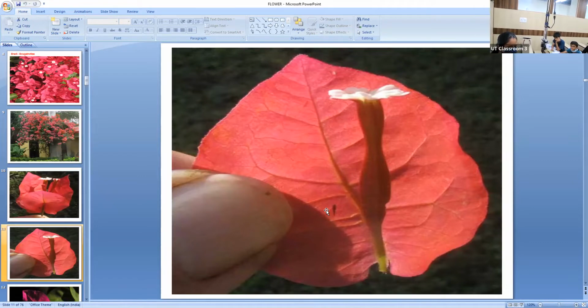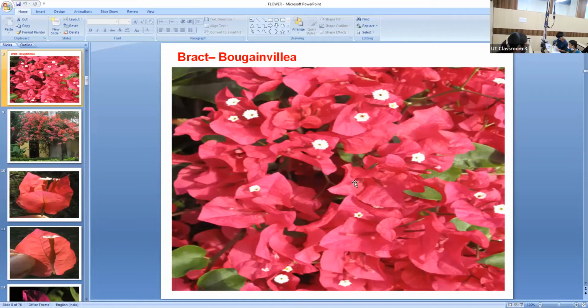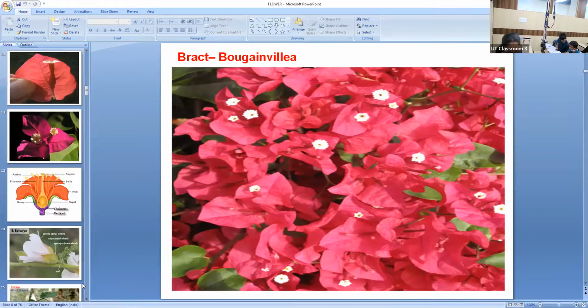So what is this brightly colored region? This is not the petal. It is a bract. What is a bract? A modified leaf-like structure which is brightly colored, which encloses the main flower. And the main flower arises from the axil of this leaf-like structure. Axil means from the base it remains attached. One of the best examples that I could have shown you is the bougainvillea, an example of a bract. We'll learn examples also. We need to learn two or three examples.